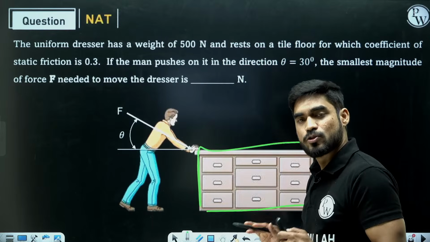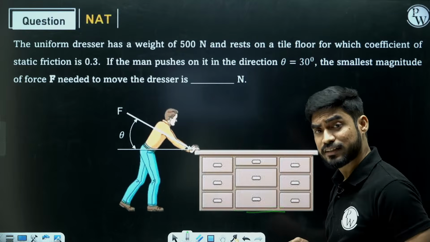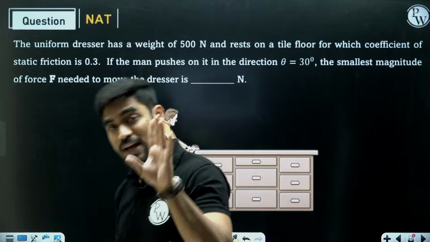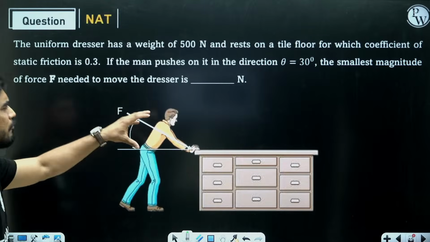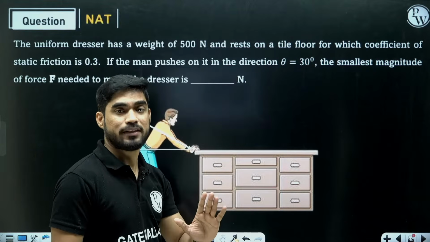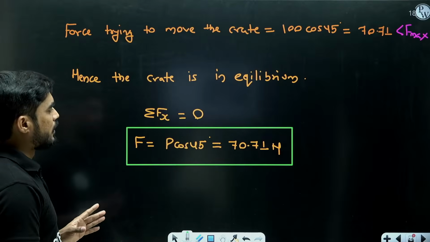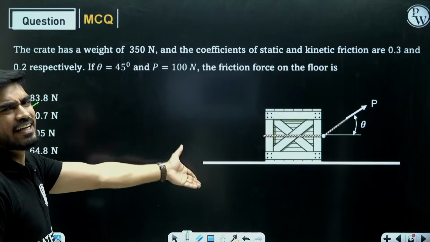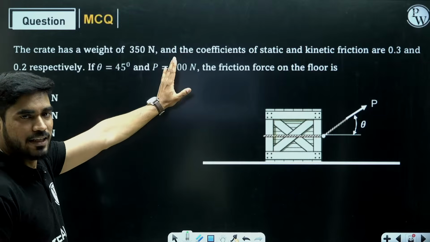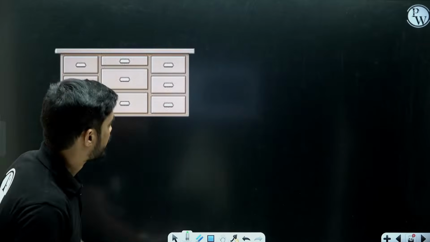In that case, the friction force acting on the dresser will be equal to the limiting friction, which is mu s into N. So understand, whenever they say find the minimum force required to move the body, you will assume that the body is on the verge of motion and the friction force will become equal to limiting friction. In the last question, this statement was not written that the crate is just about to move or find the force required to just move the crate. It was not mentioned. That is why here we could not assume friction force equal to mu s into N, but here they have mentioned it.